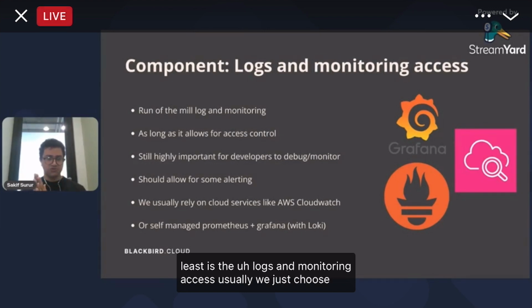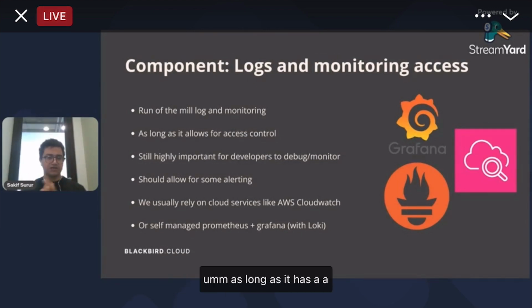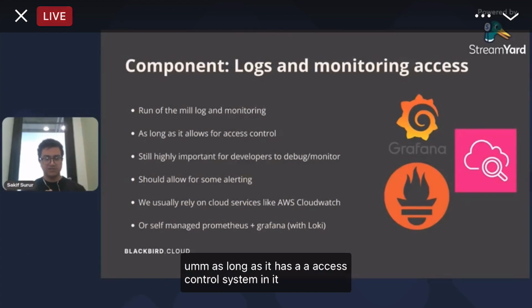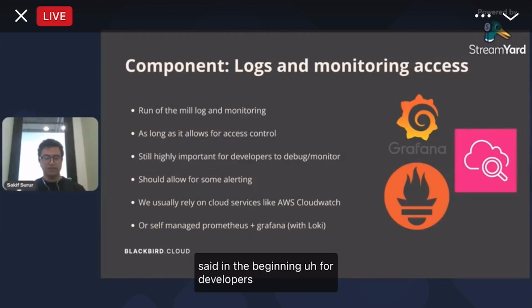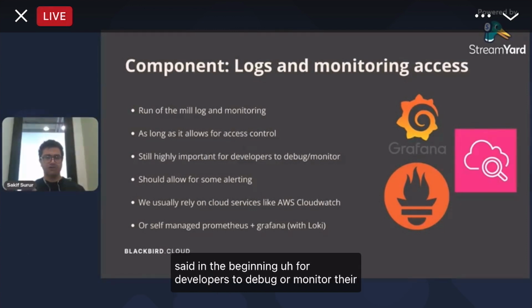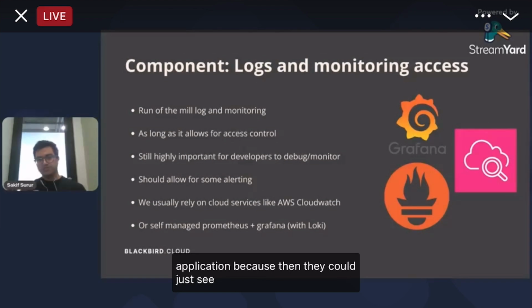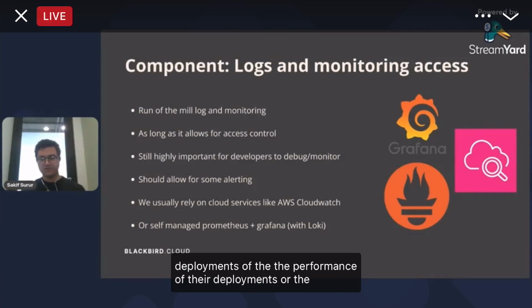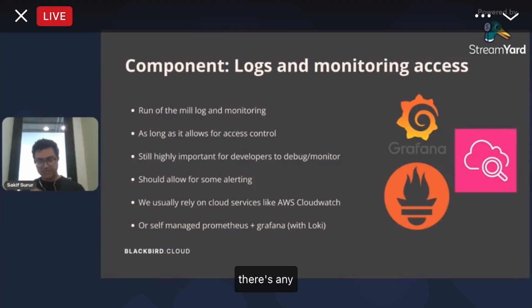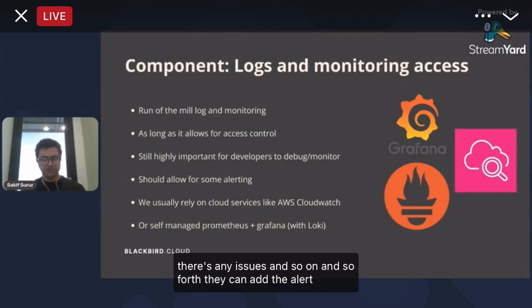Usually we just choose run-of-the-mill logging and monitoring, as long as it has an access control system in it. That should be okay. It's highly important, as I said in the beginning, for developers to debug or monitor their applications, because then they could see the effect of their deployments, the performance of their deployments, or if there are any issues and so on and so forth. They could add alerting and such.